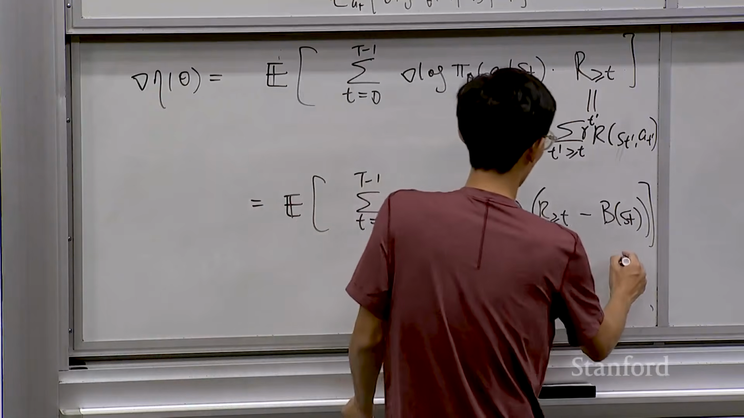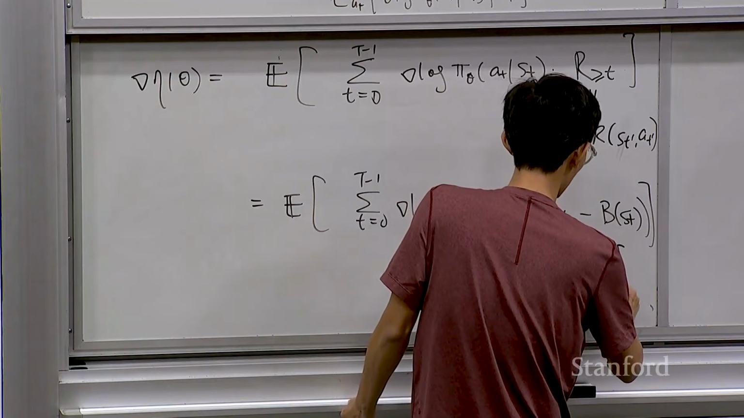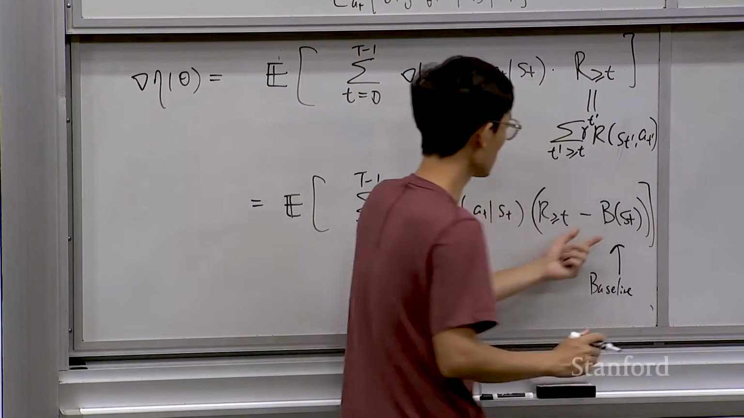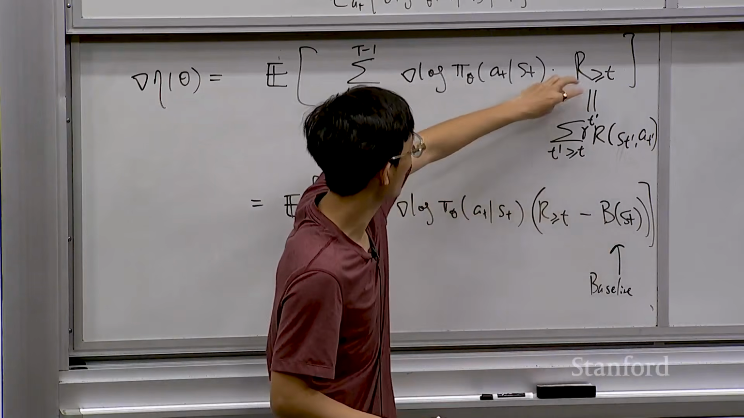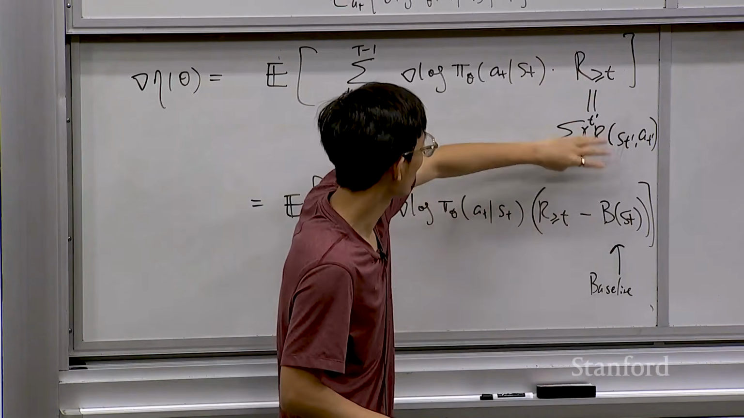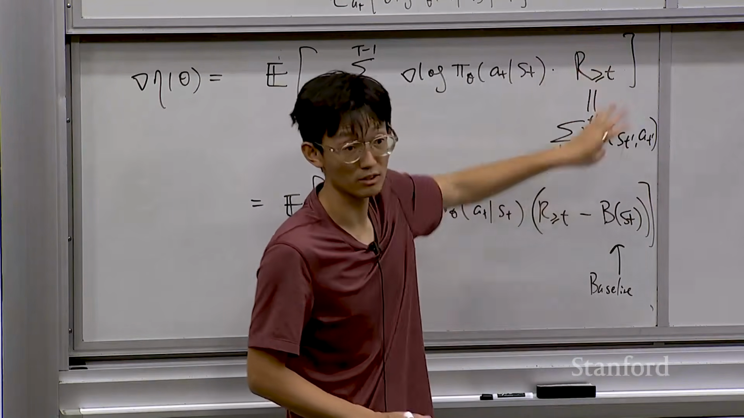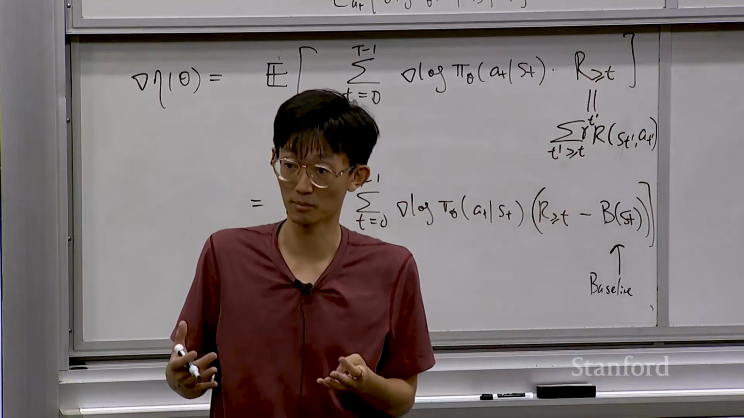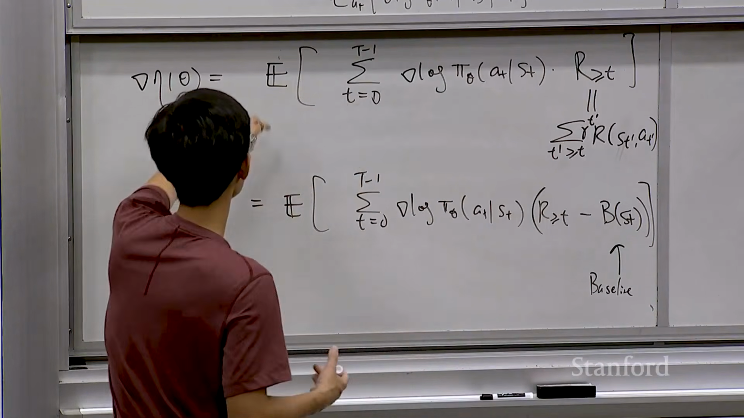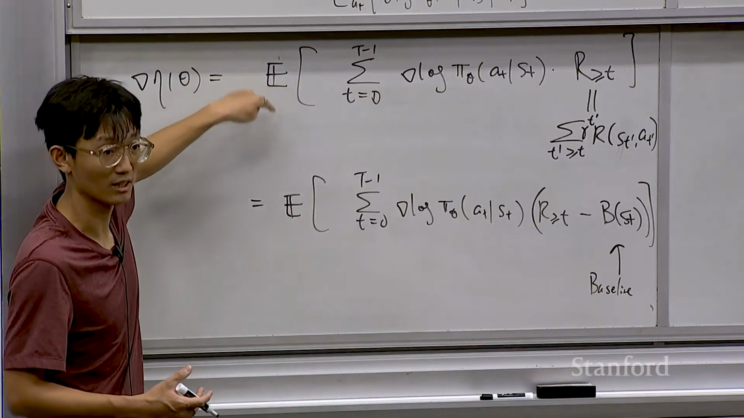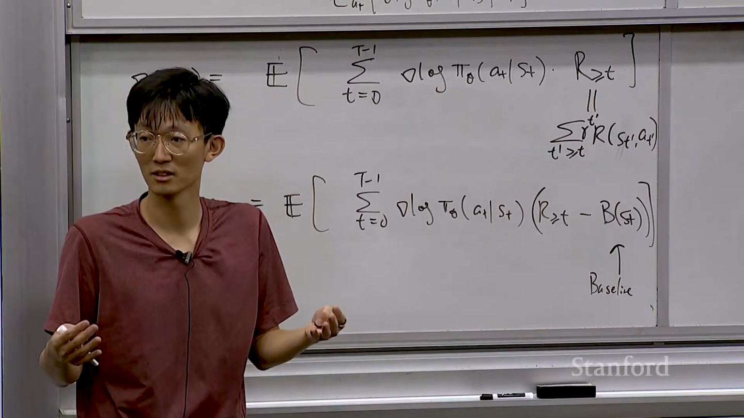And this is often called a baseline. The reason to introduce this is to reduce the variance in estimating the R's. So basically, whether you have this term or not, in expectation they are the same. But empirically, you can never estimate the expectation exactly. You have to sample some trajectories, right?